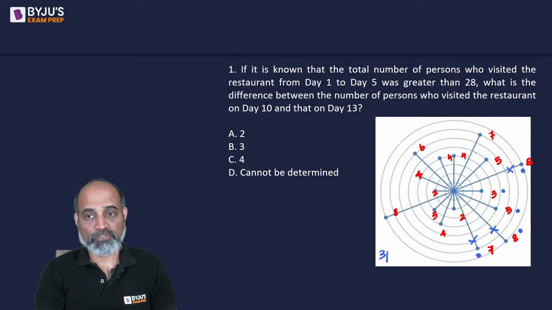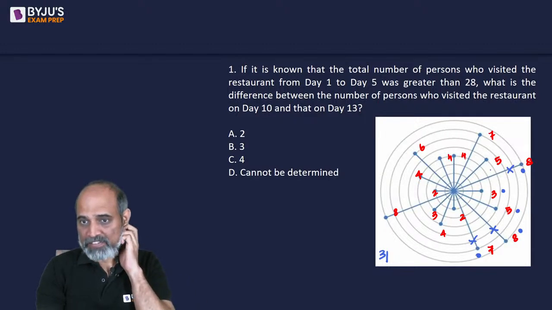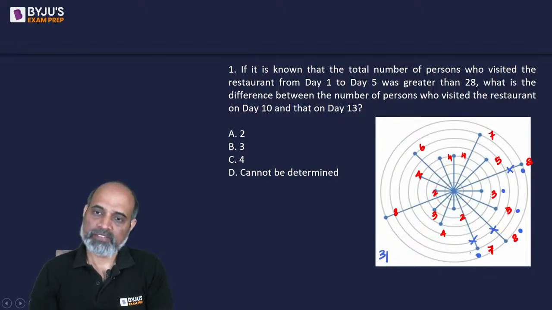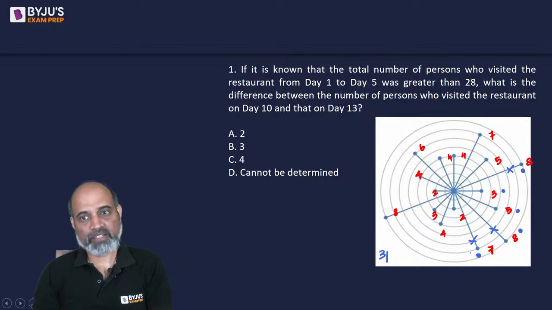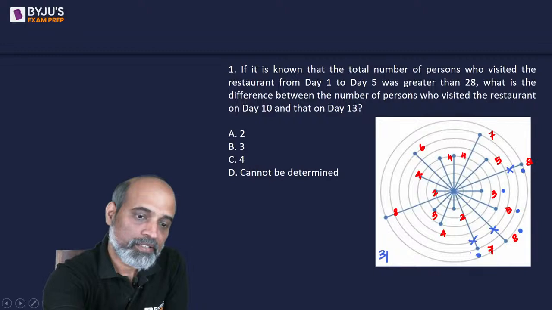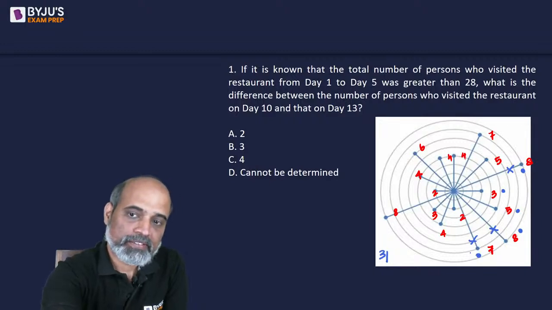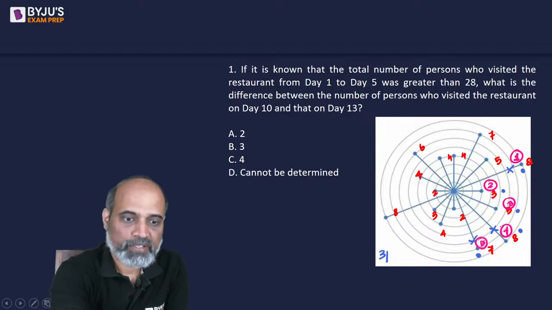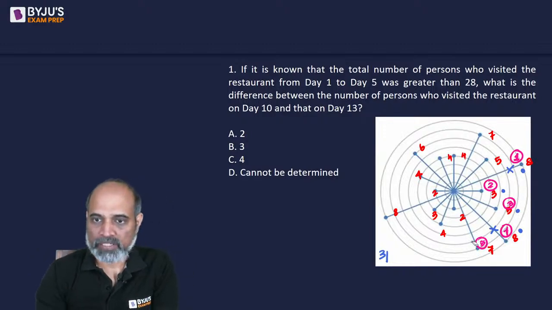If we go vice versa, as in if we take 7, 5, 8, 3, 5, 10, no, that's exactly 28, right? So the only possibility is where this one is our day 1, this one is our day 2, this is our day 3, this one is our day 4, and this one is our day 5. This is the only possibility.